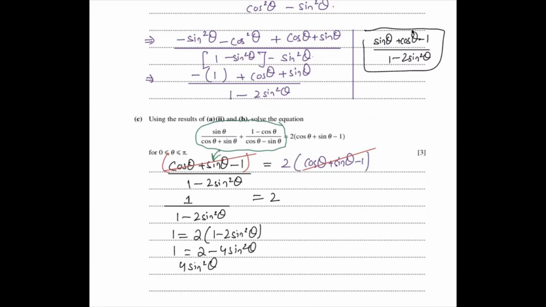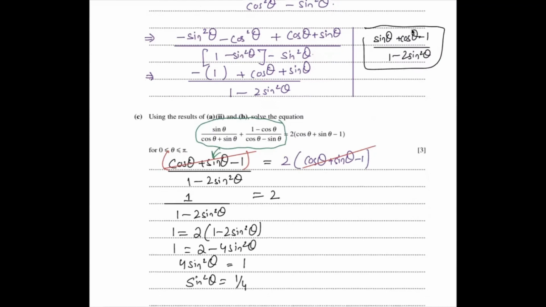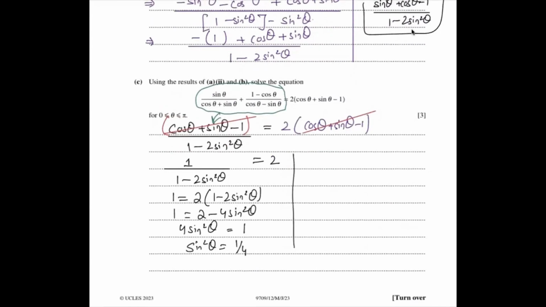4 sine square theta equals to 1. And sine square theta equals to 1 upon 4. If sine square theta is equals to 1 upon 4, then sine theta would be equal to plus 1 upon 2 and sine theta would be equal to negative 1 upon 2. Okay, now if we solve this further, sine theta is equals to half.